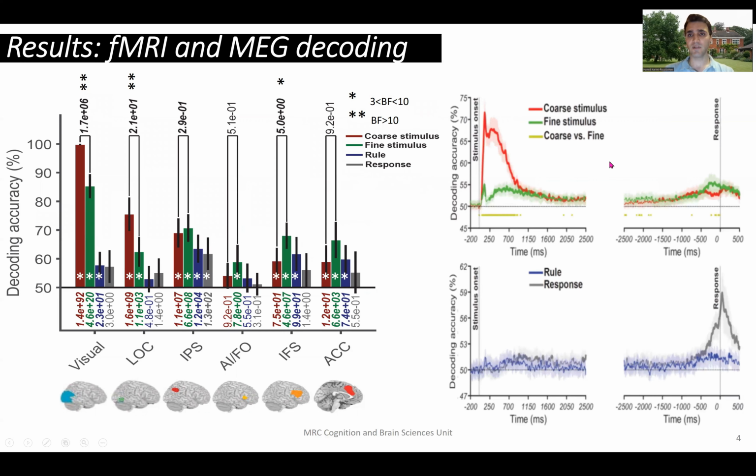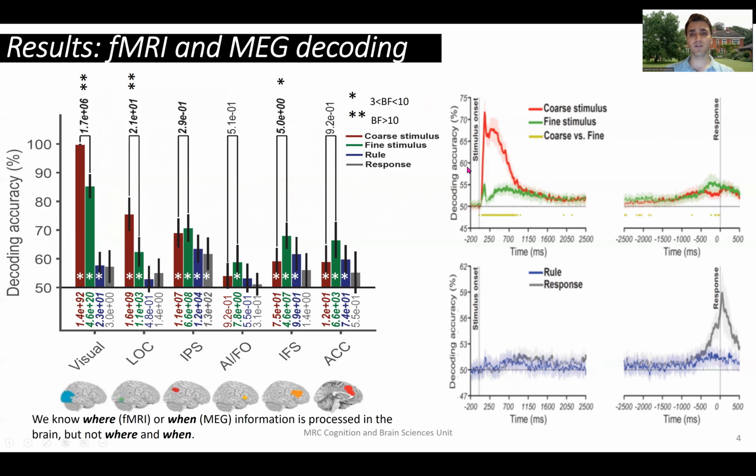We also decoded the same 4 aspects of information from MEG data and saw that coarse stimulus information dominated fine stimulus information right after the stimulus onset. However, the trend was swapped, and you can see that fine stimulus information dominated the coarse stimulus information right before the response. Rule and response information were more dominant right before or around the response time.